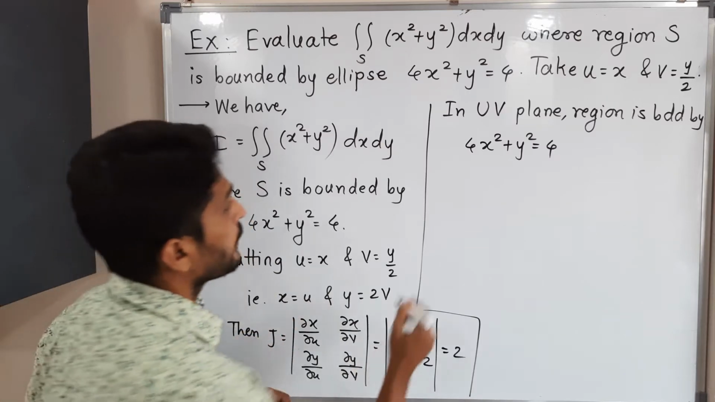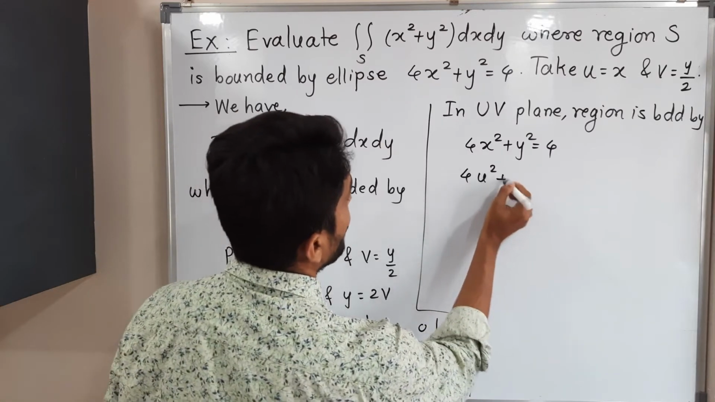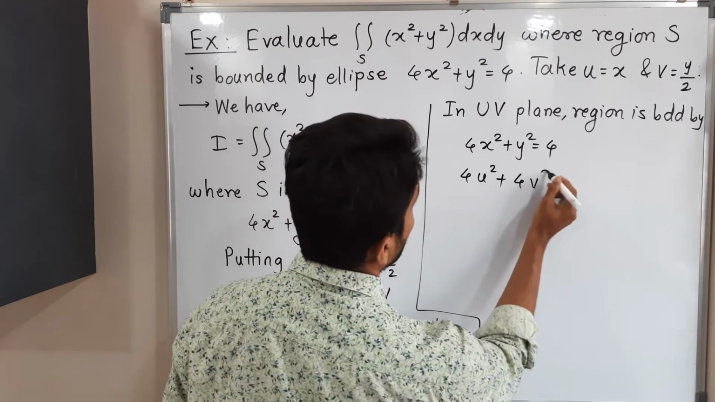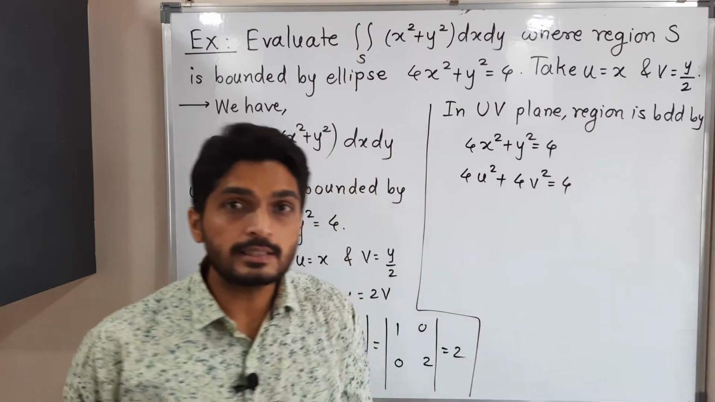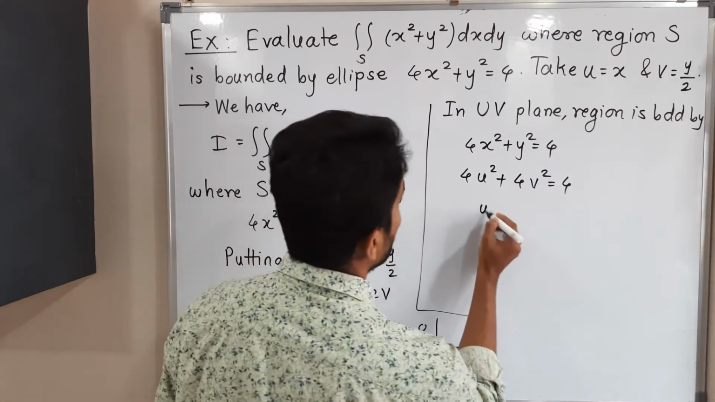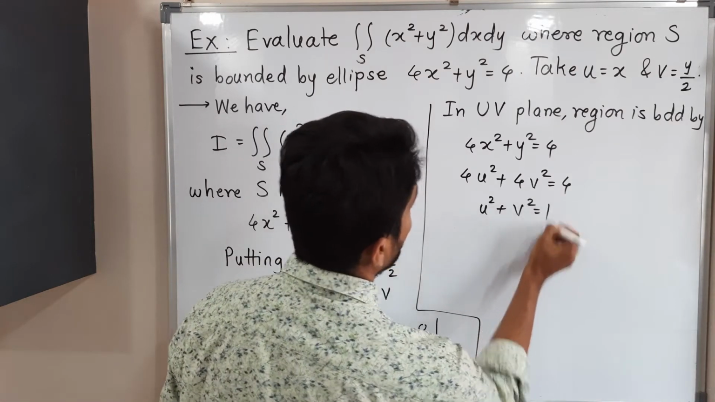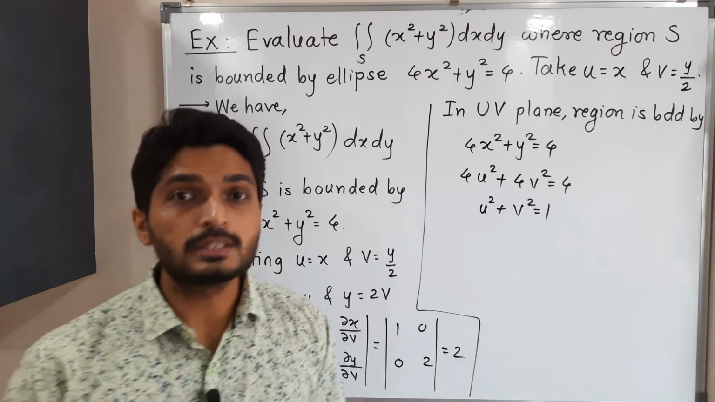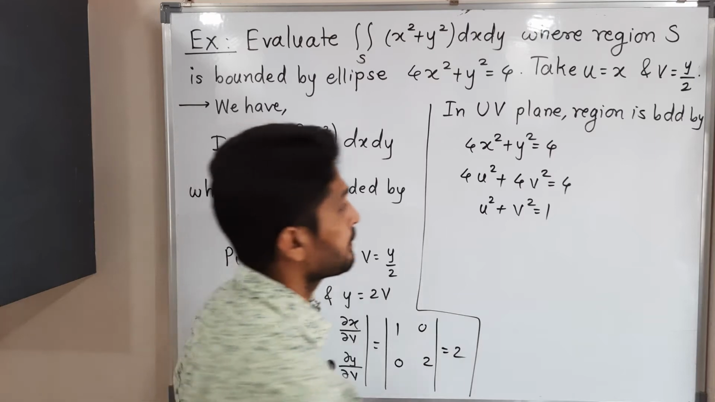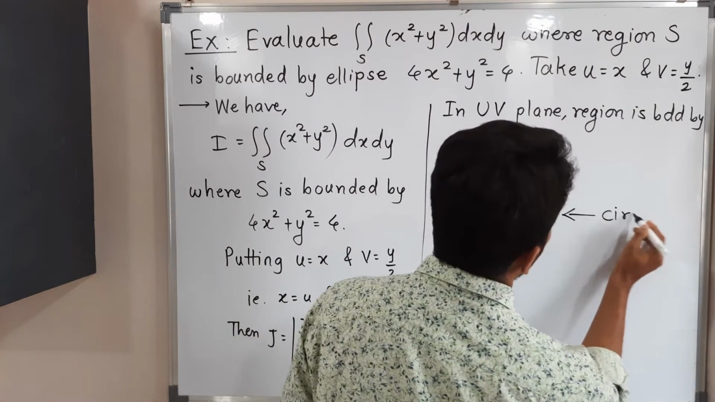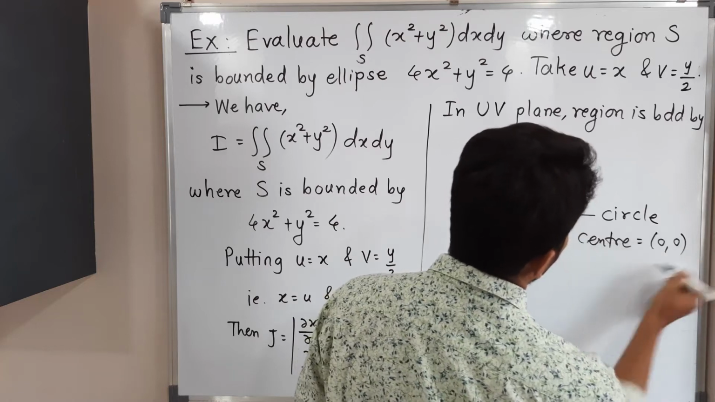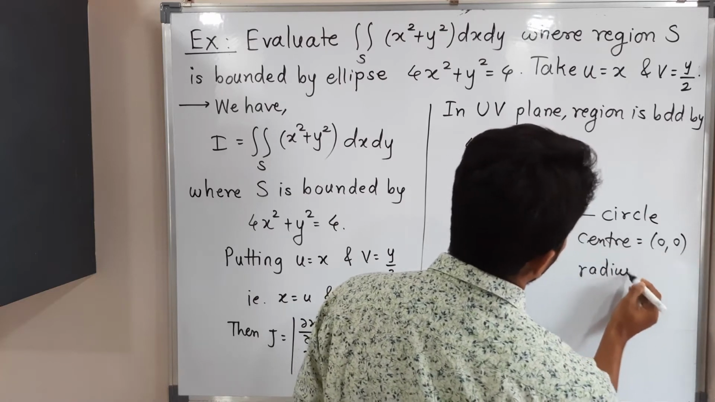So x means u, so I can write 4u square. y is 2v, so if you take it square, it will be 4v square is equal to 4. You can easily see we can take 4 common and cancel from both sides. So u square plus v square is equal to 1. You can easily guess this is the equation of a circle with center origin and radius 1. So this is the circle having center 0, 0 and radius 1.